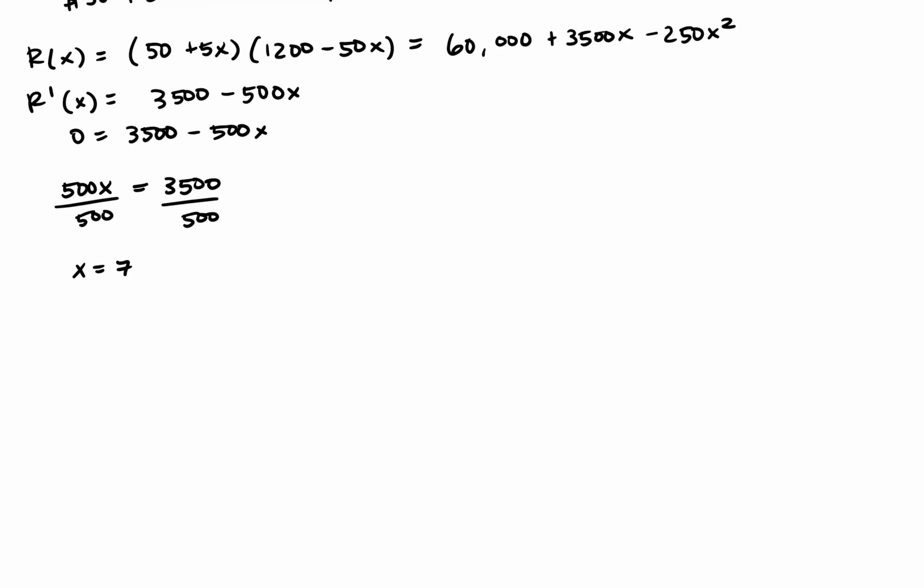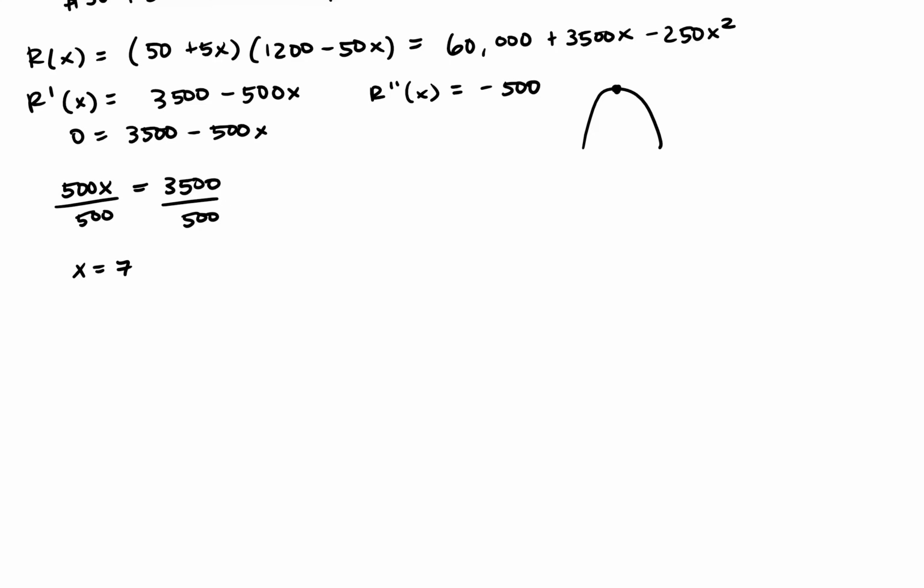Now I'm going to use the second derivative test. So I need to take the second derivative, and that is equal to negative 500, which means that our function is always going to be concave down. And so x equals 7 gives us a relative maximum.